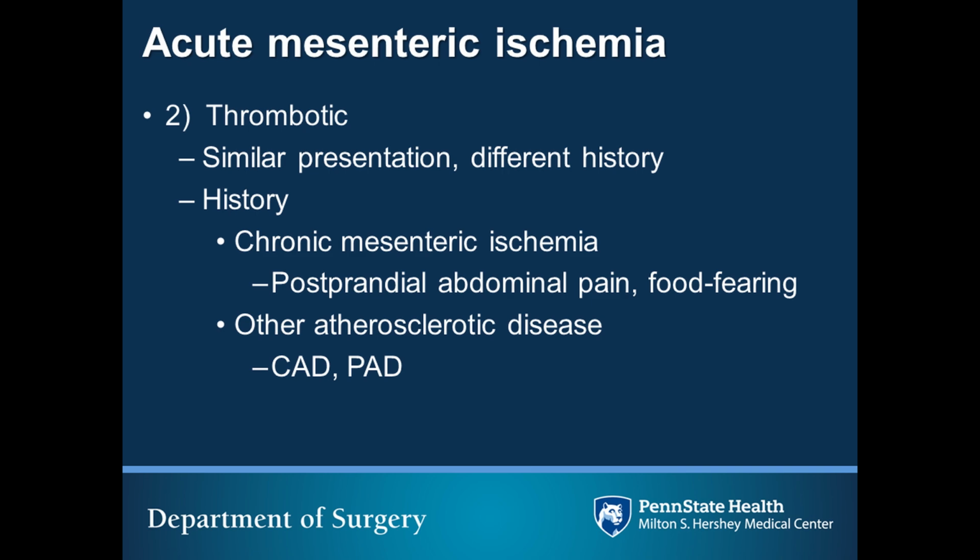The next subtype, again, is thrombotic. Again, the presentation in this case is very similar to embolic, but they have a different underlying history. The history in these cases often involves a long history of chronic mesenteric ischemia, which would include postprandial abdominal pain and food fearing. And these patients often have evidence of other atherosclerotic diseases, including coronary artery disease and peripheral arterial disease.